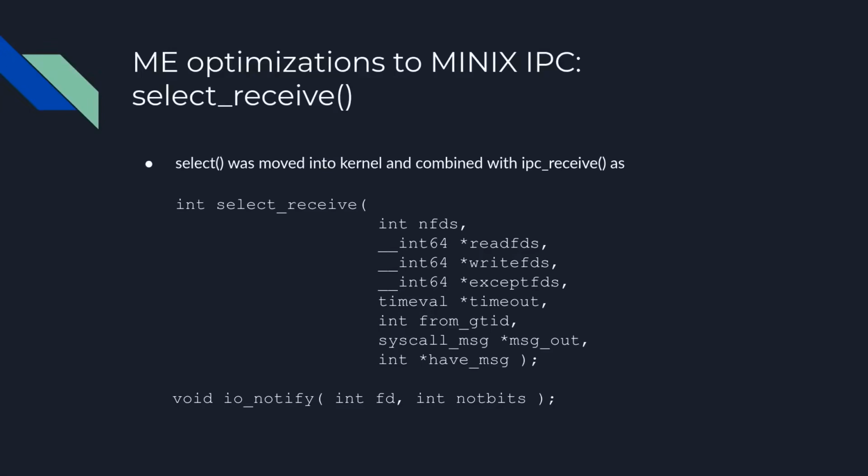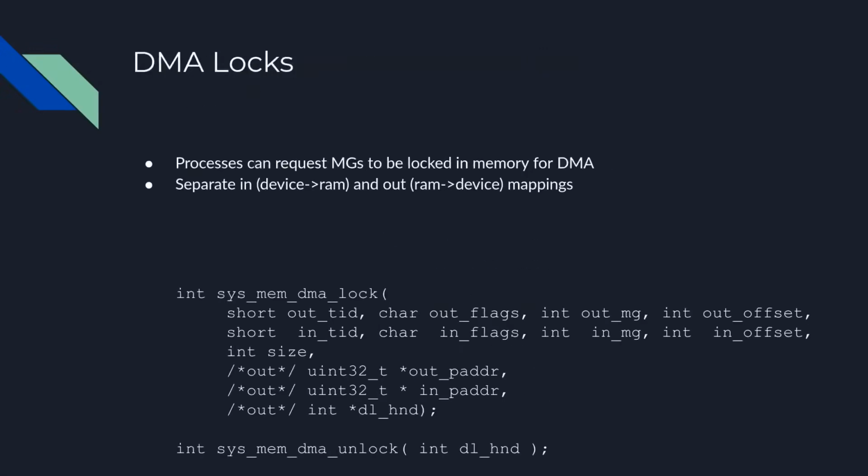This is one of the most complicated system calls the ME offers that's used in a normal program. You can mostly ignore it and just look like, hey, those arguments are the file descriptor sets as a bit field, and then there's the message that might have been received.